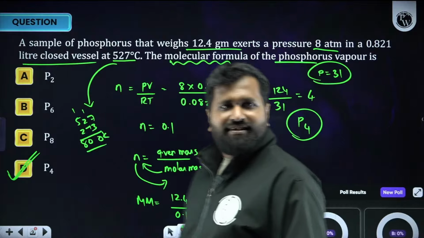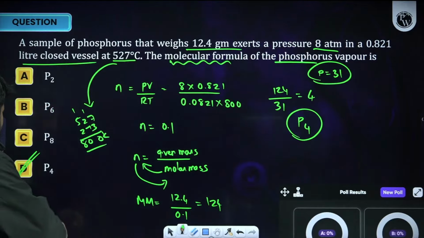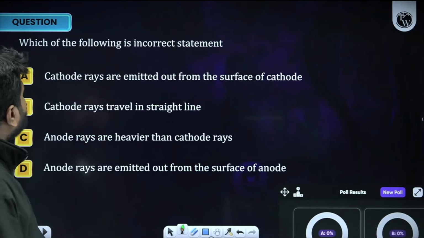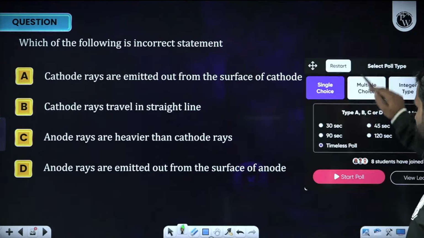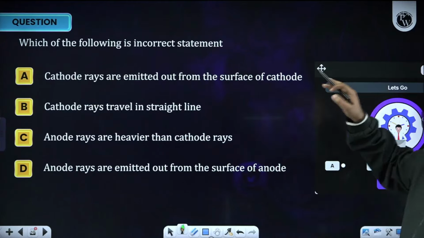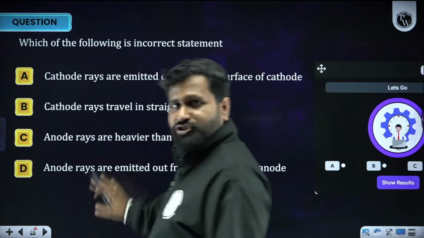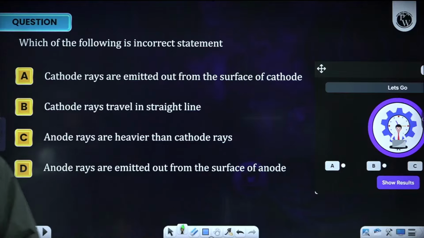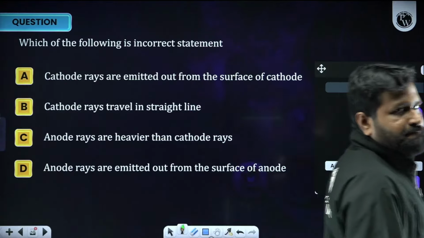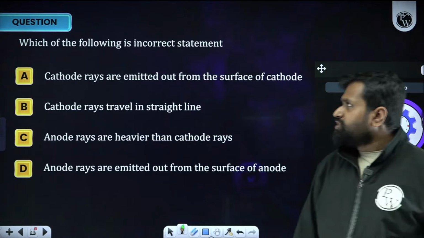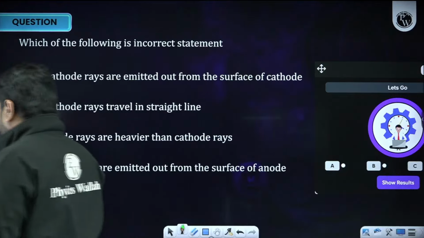All right, so these are all very, very important model questions. Next question. Which of the following is the incorrect statement? You can observe I started from basic organic chemistry, and now I switched into atomic structure.